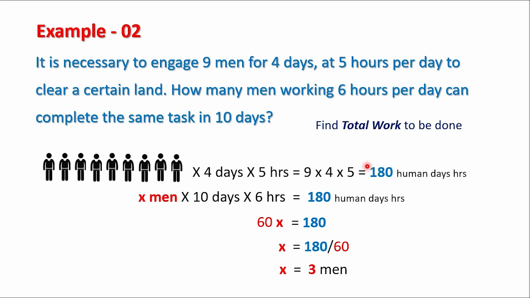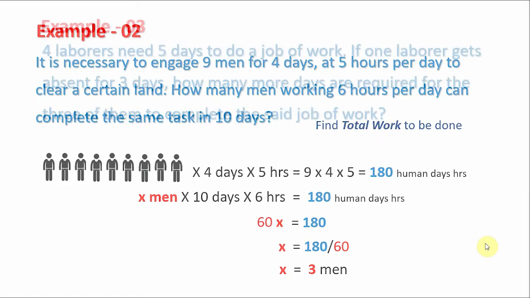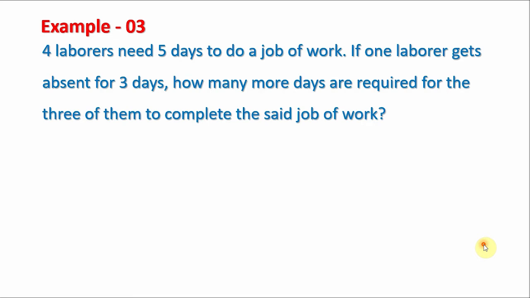You always have to consider how much work we have to do. That means the total work: what is the total work we have to do? That is the first step we have to find. Okay, we'll move to the next example, number 3. This is slightly different from the others too.